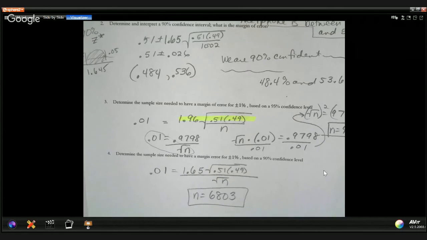Okay, so hopefully you remember that for each problem you have to go ahead and check your conditions. And then it's the critical Z times the standard error. And the most common critical Z you're going to have is the 95%, which is 1.96.